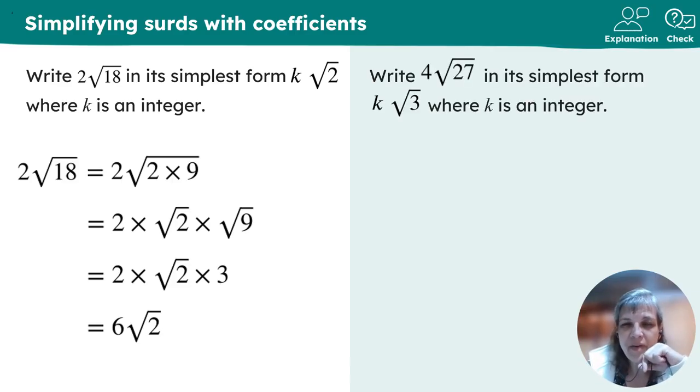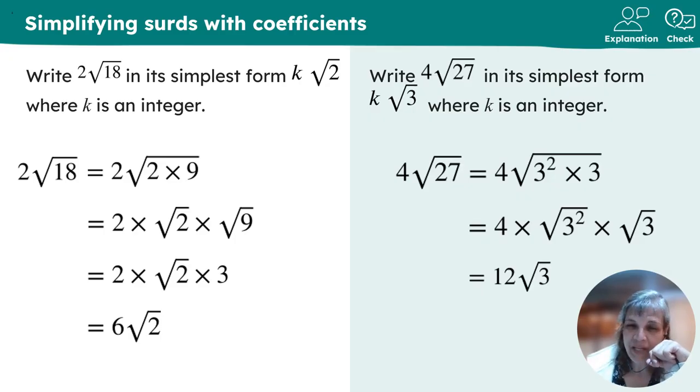Here's another one to try. Pause the video and have a go with this question. Okay, welcome back. Hopefully you got to see that 4 root 27 could be 4 times 3 times 3 times 3. And 2 of those 3's would become a regular 3. And then you would end up with 12 root 3.